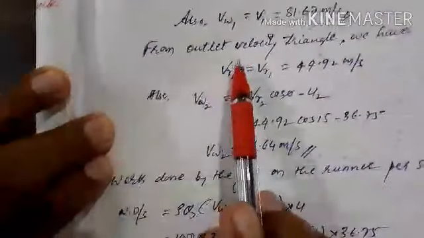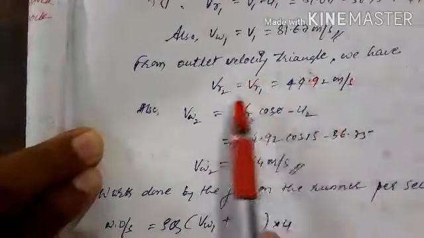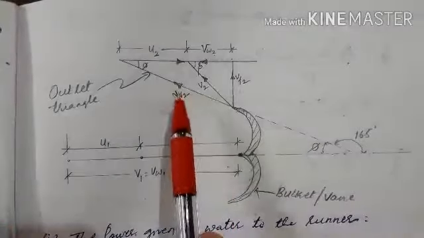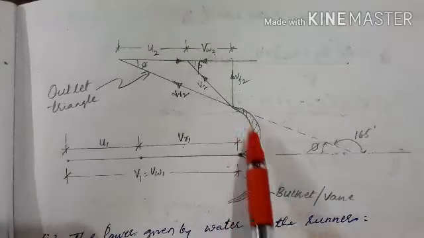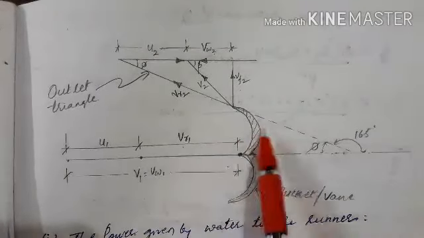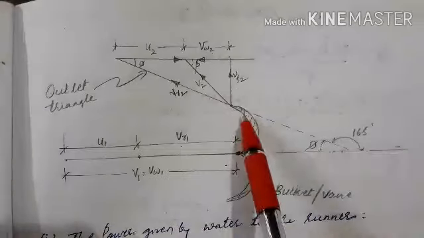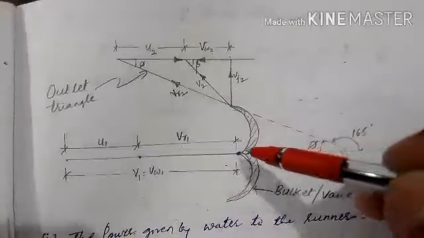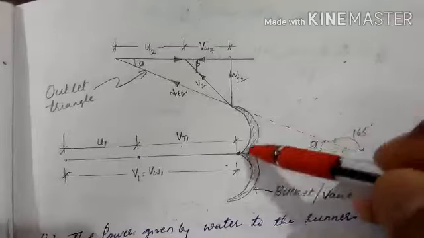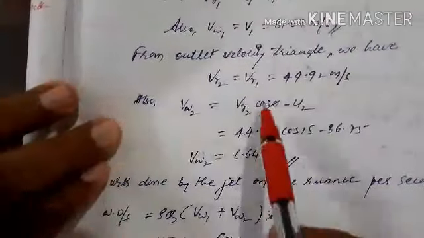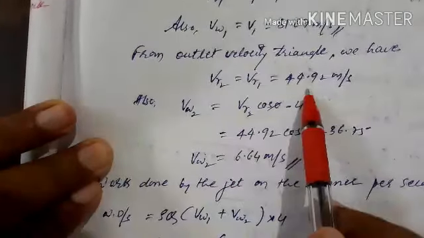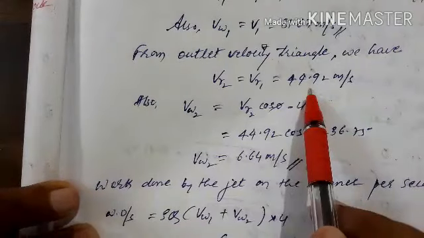Then also from the outlet velocity triangle, we have vr2 equal to vr1. Since they have not mentioned any losses in the passage of the bucket, we have to assume vr1 is equal to vr2. Means we are assuming this passage, that is the blade passage, is very smooth. There are no frictional losses. So vr1 is equal to vr2. Therefore vr1 is equal to vr2 is equal to 44.92 meter per second.